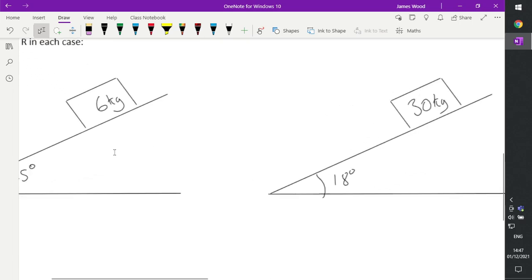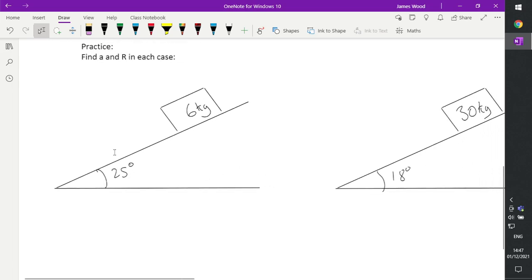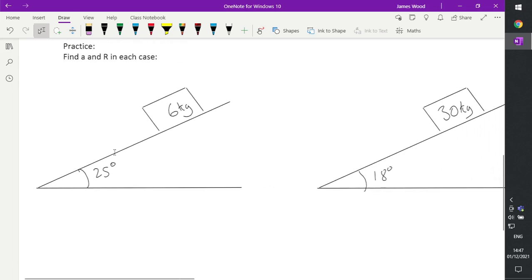So let's have a look at each of these examples in turn then. The first thing to do is to draw on your weight and resolve it. So this is 6g, and we're going to split this up. The angle at the top is 25. So this component downwards is 6g cos 25. This component this way, 6g sine 25.